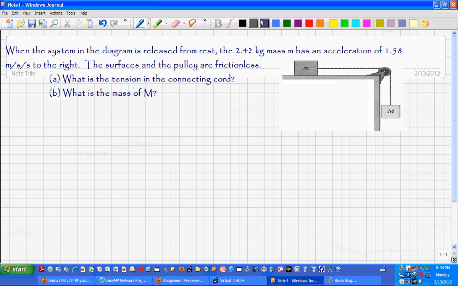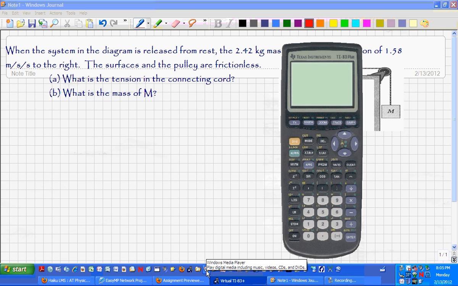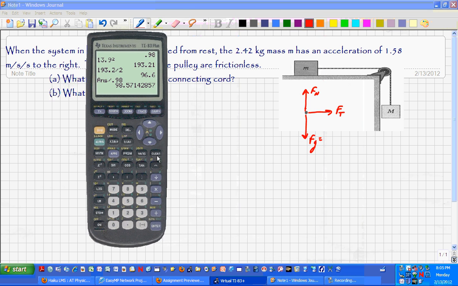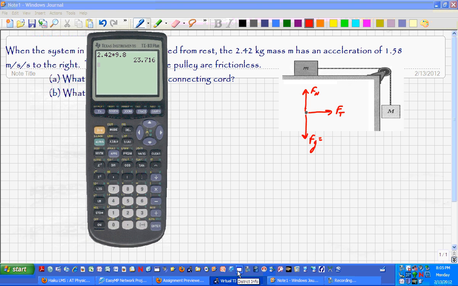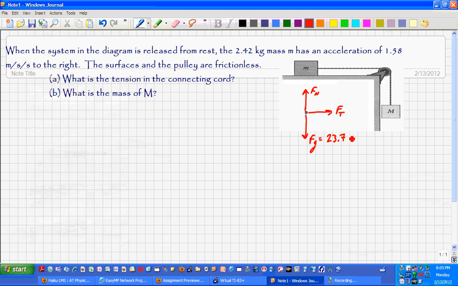So the way we've started these is by drawing a force diagram for each object. So we'll go ahead and do that. Little m is going to have force of tension acting on it, force of tension in this direction. We've got force normal acting up and the force of weight acting down. We can go ahead and figure out the weight for this. It's 2.42 kilograms times 9.8, which is going to be equal to 23.7 newtons.